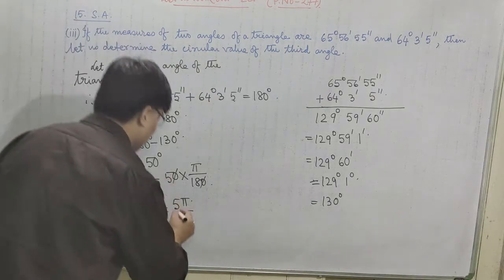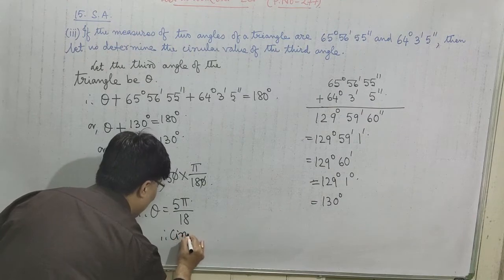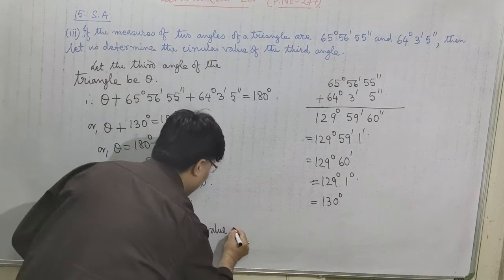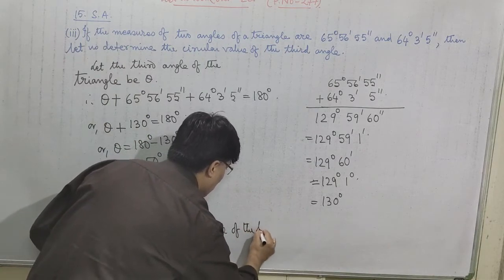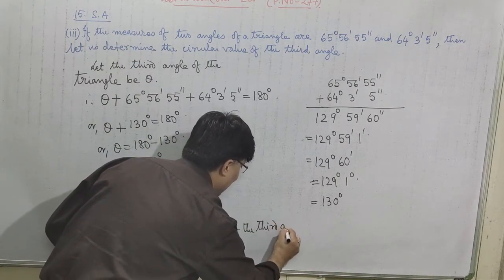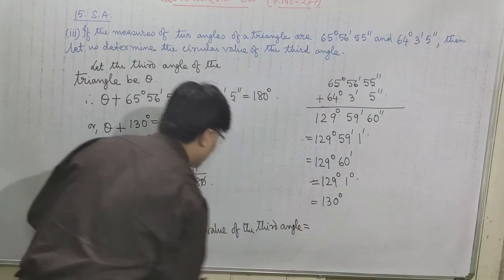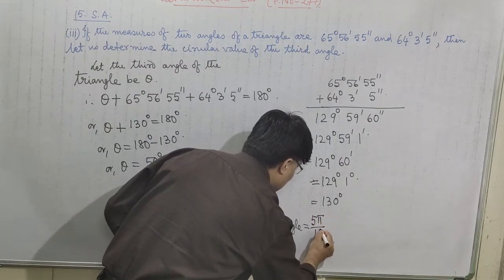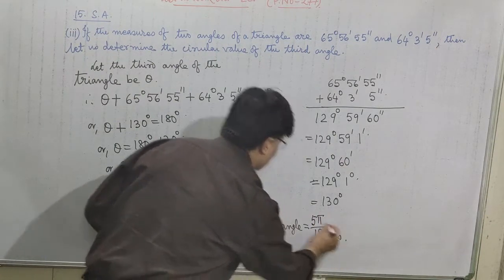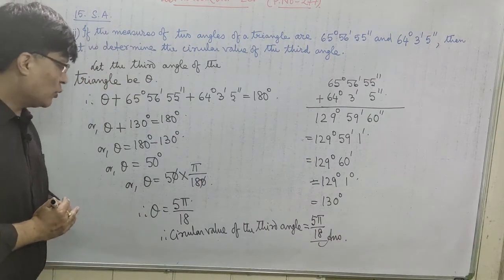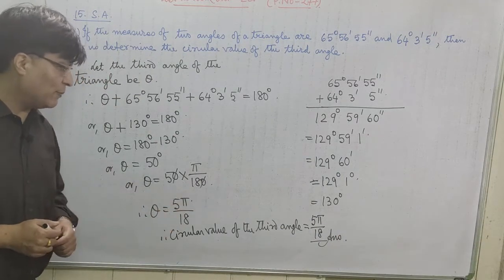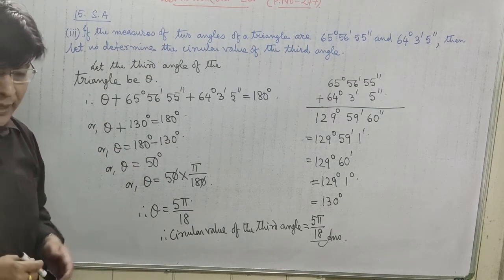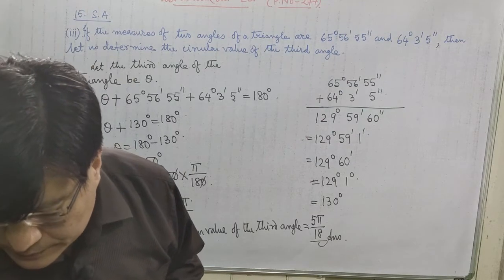So let us write down the answer. Therefore, circular value of the third angle is equal to 5 pi by 18. So this is the final answer. What is the circular value of the third angle? It is 5 pi by 18. That is your answer. I think you have understood it. So you can copy it. Now we'll do the next question.